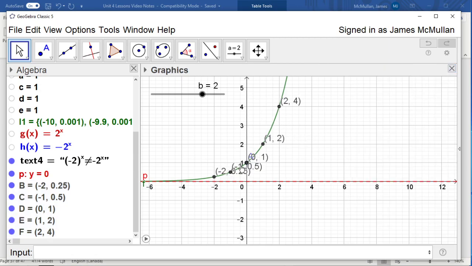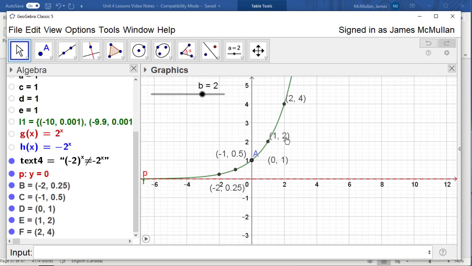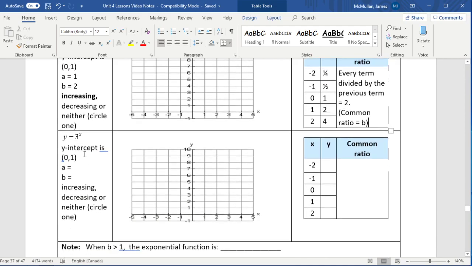Okay, so again, those are the 5 points. So negative 2 and 1/4, negative 1 and 0.5, 0, 1, 1 and 2, and then 2 and 4. Okay? And we go to the next one, 3 to the x.